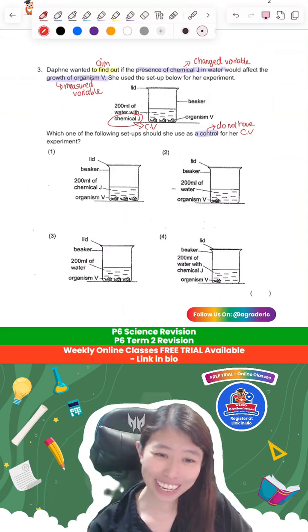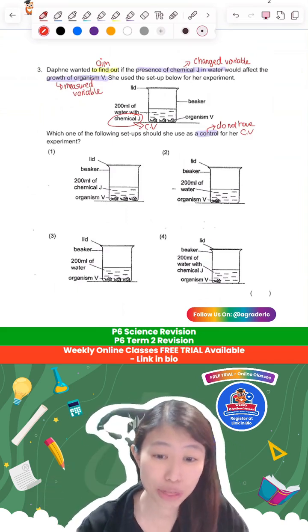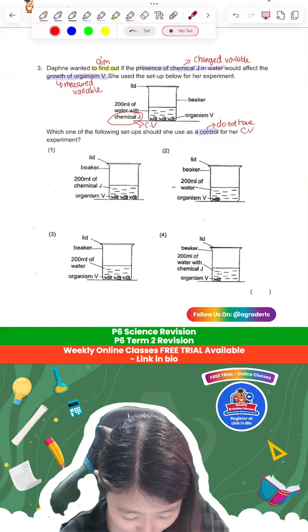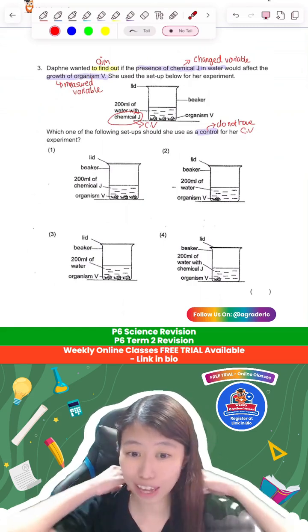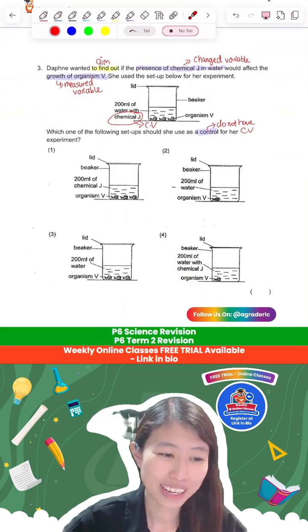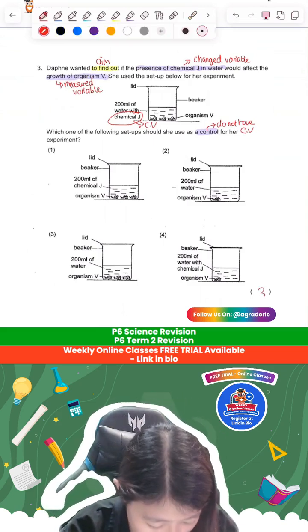Okay, 3? You put 1. Here already got chemical J. So if you want to have another setup to compare, you should not have your chemical J, because chemical J is my change variable. Yes, everybody, those of you who put number 3, you got it correct.